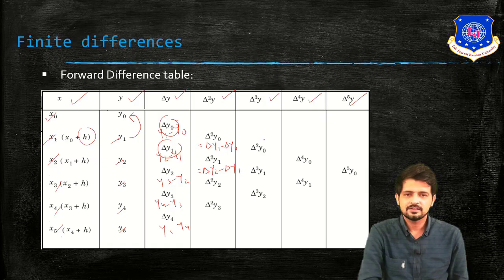Similarly, if I want to find the third order difference, then I have to take the difference of the second order differences. So I can write here del square y1 minus del square y0.